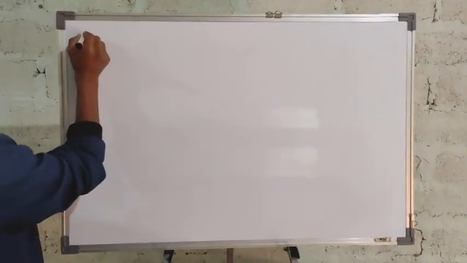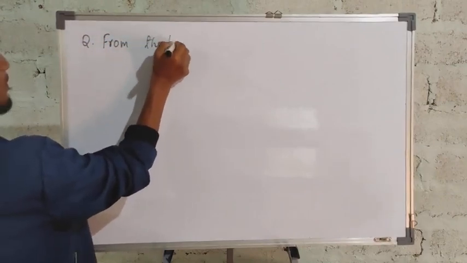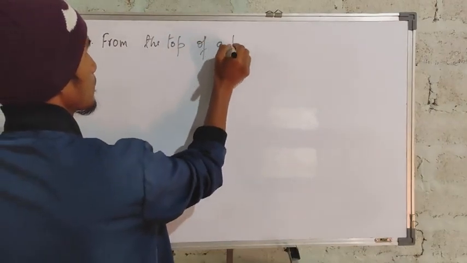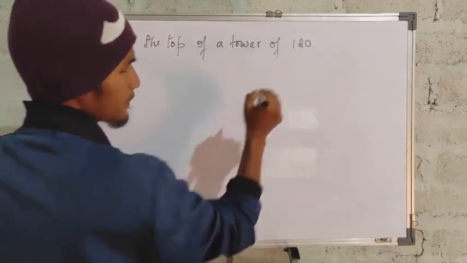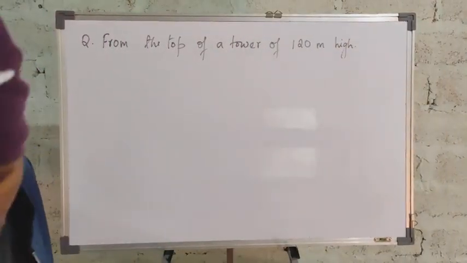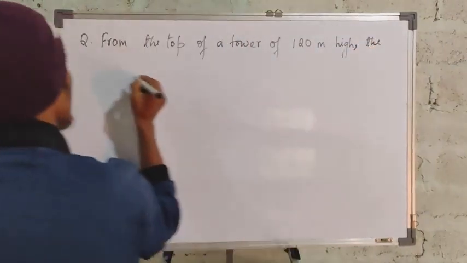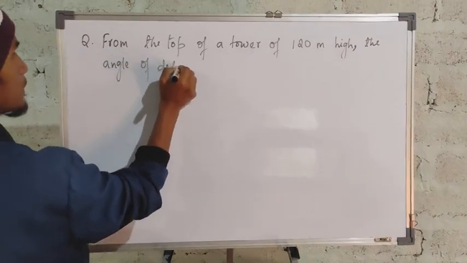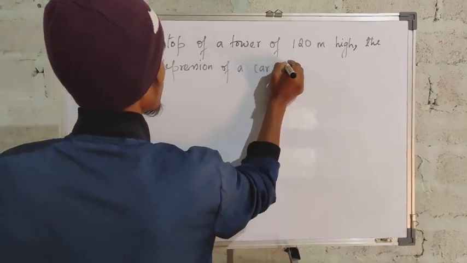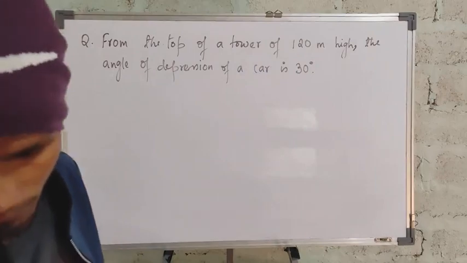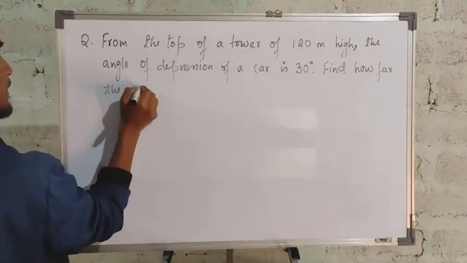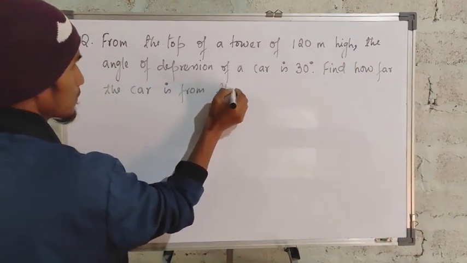The question is like this. From the top of a tower 20 meter high, the angle of depression of a car is 30 degree. Find how far the car is from the tower.